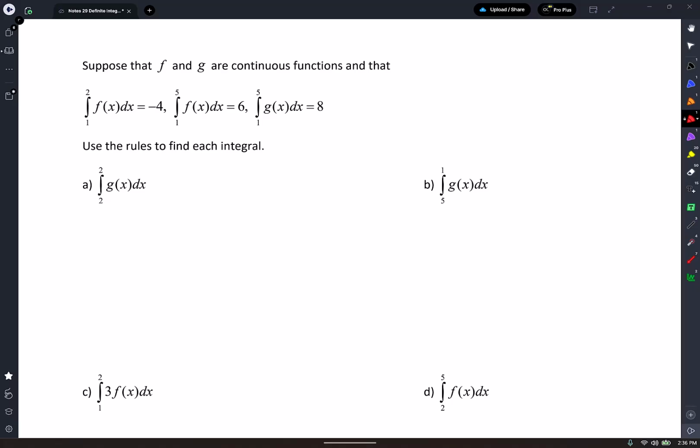Suppose that f and g are continuous functions. Do I have a standing desk somewhere? Okay, so here it is. Here's f of x. Here's g of x. Guys, just because it's negative does not mean that the entire graph is below the x-axis.